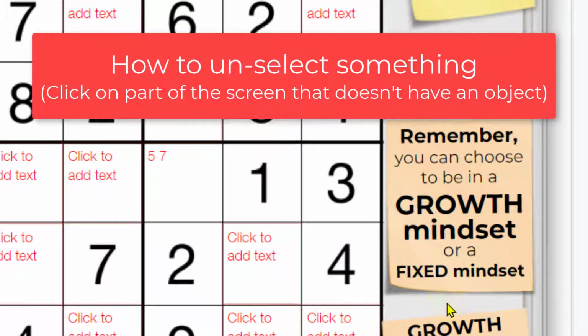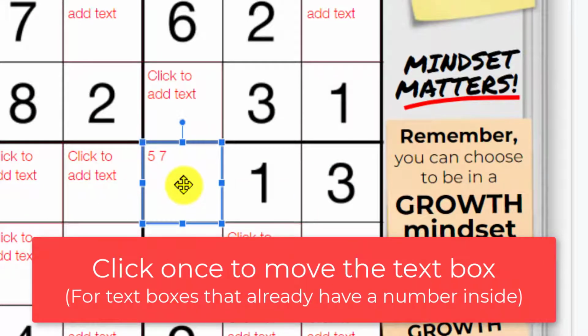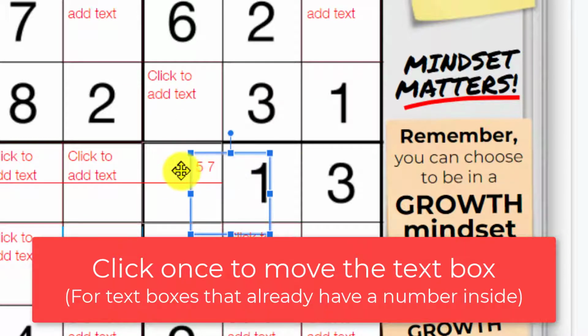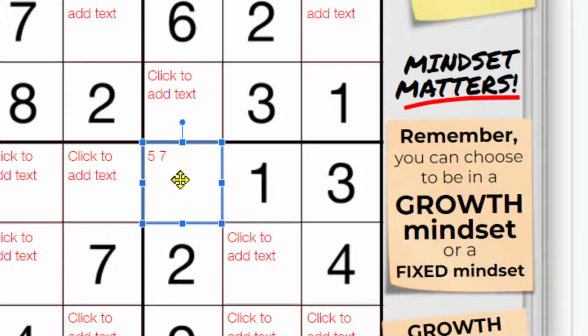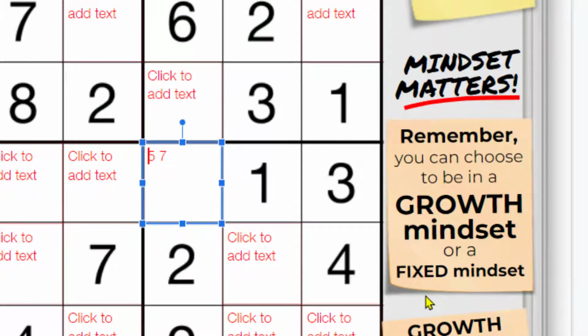If I click on a text box that already has a number in it, Google Slides gives me the option of moving that text box. I can tell that because my mouse arrow has turned into a crosshair with 4 arrows. Of course, I don't want to move these boxes, so I'm just going to click somewhere off the screen to unselect the text box. The way to edit a text box that already has something in it is to double-click the text box. When I double-click, I can see I get the text cursor. If I want to leave, I can just click something outside here.